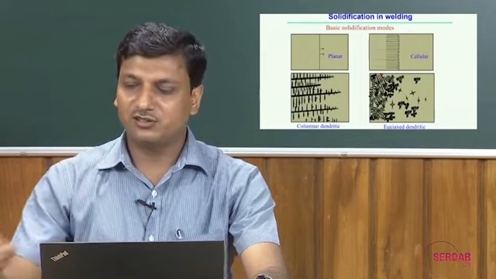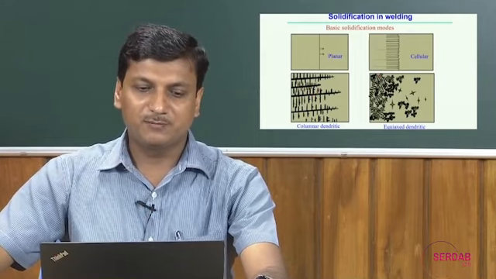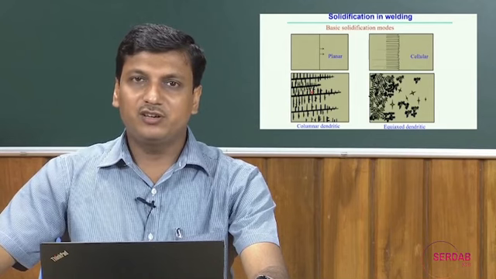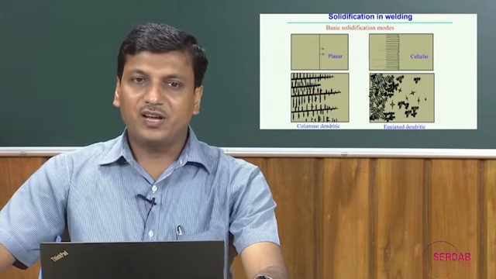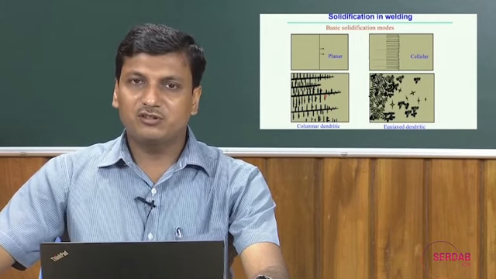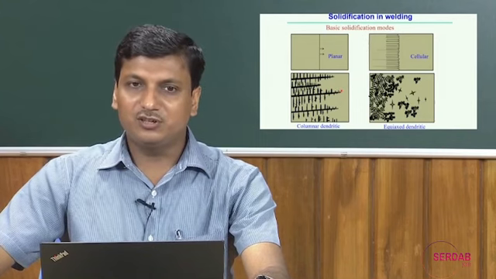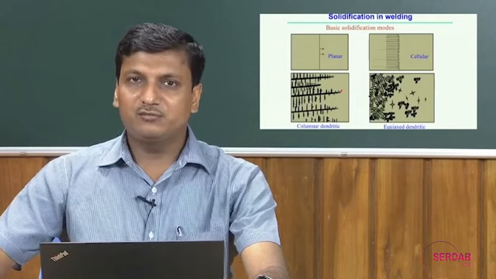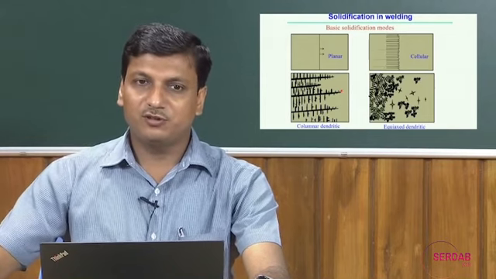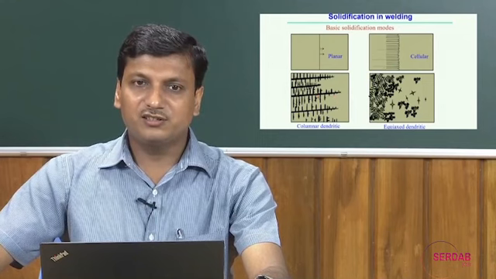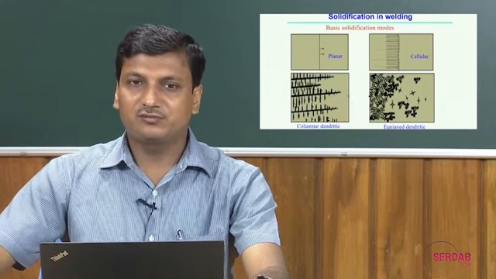So, it is obvious from the figure that this structure represents the columnar dendritic type structure, and that actually happens during the solidification, when the liquid metal is transformed to the solid phase. So, during that transformation, it creates this kind of columnar dendritic structure.